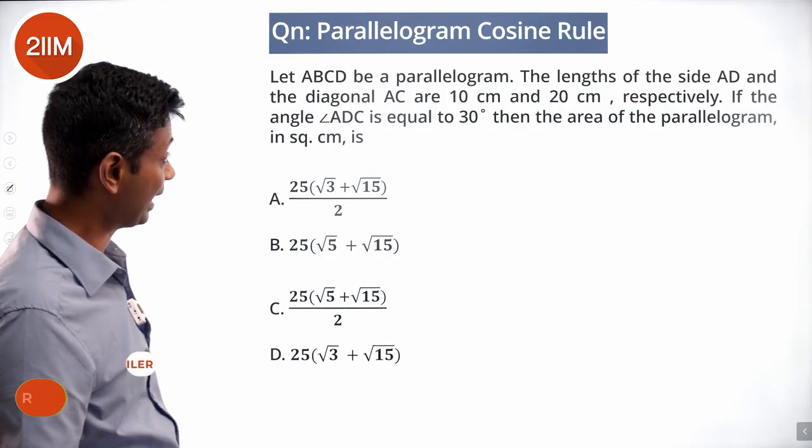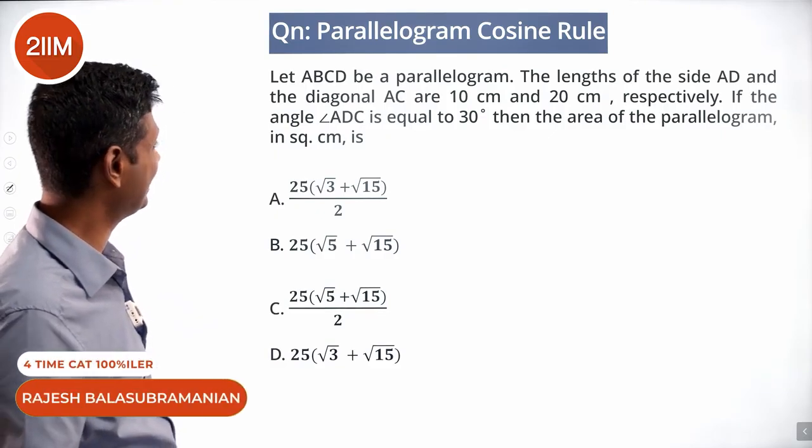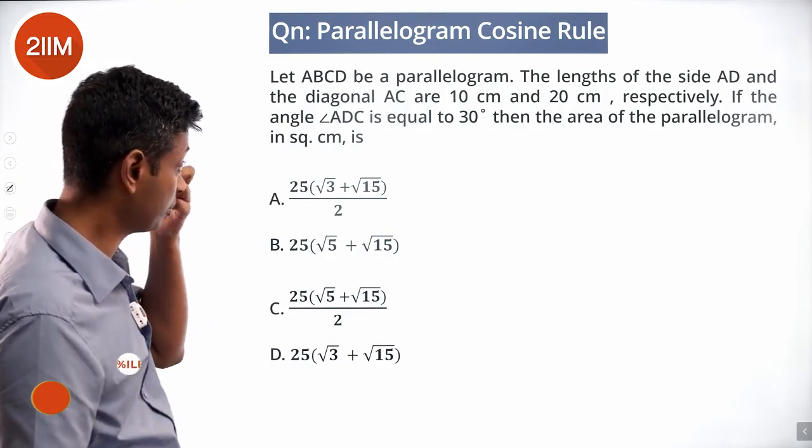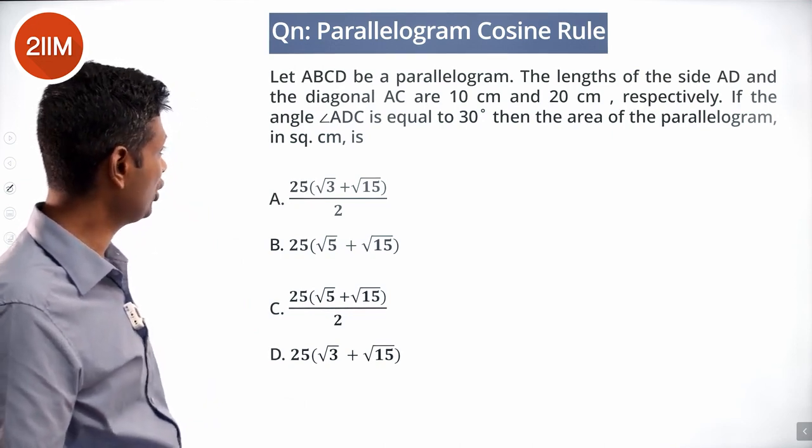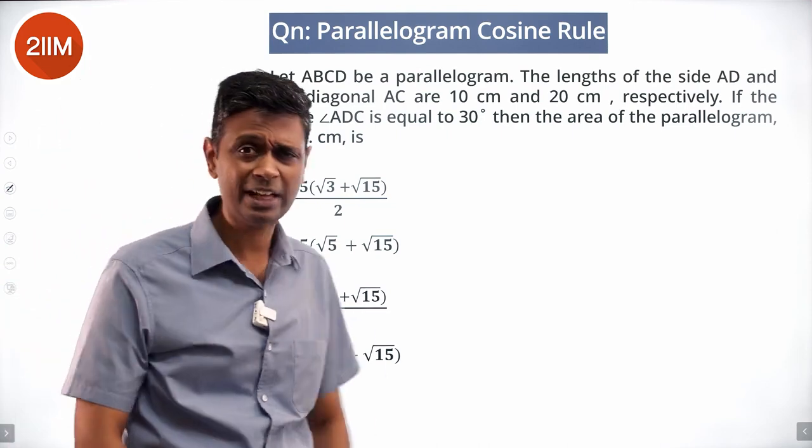Let ABCD be a parallelogram. The lengths of side AD and diagonal AC are 10 and 20 respectively. The angle ADC is equal to 30 degrees. Find the area of the parallelogram in square centimeter. It's a nightmare of a question.